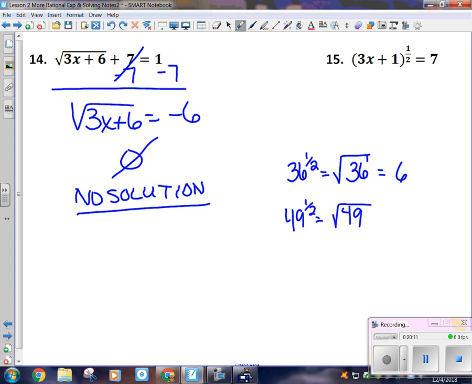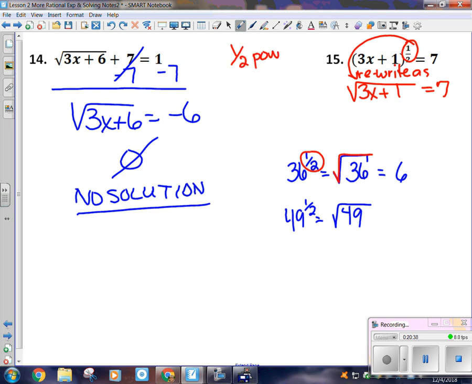Well, okay. So are you telling me that 1/2 is really square root? Yeah. So really right here, I could rewrite this as the square root of 3x plus 1 under the radical sign equal to 7, because 1/2 is the same thing as that square root. So if you jot that down on your paper, 1/2 power is the same as square root. So recognizing that is half the battle.